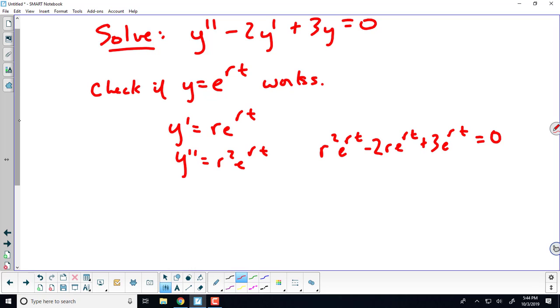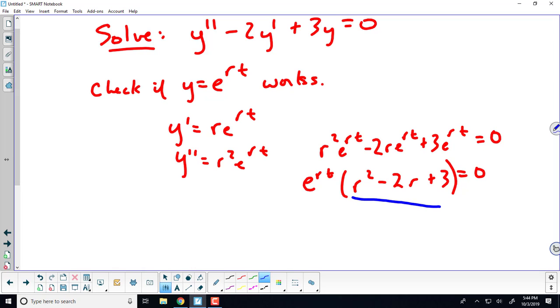So each one of these terms in here has a factor of e to the rt, so we can factor them out. And we're left with r squared minus 2r plus 3 equals 0. So let me give you the name for this. We're going to call this thing right here the characteristic equation.